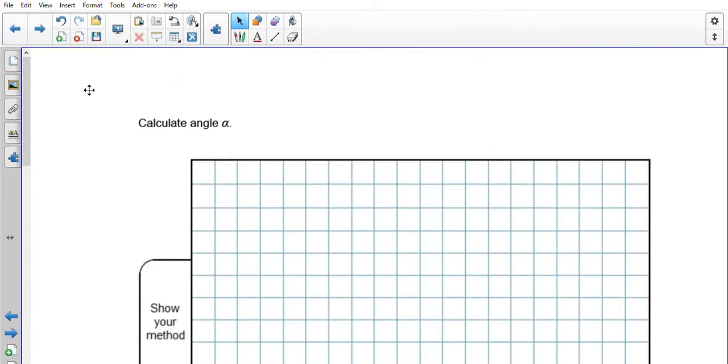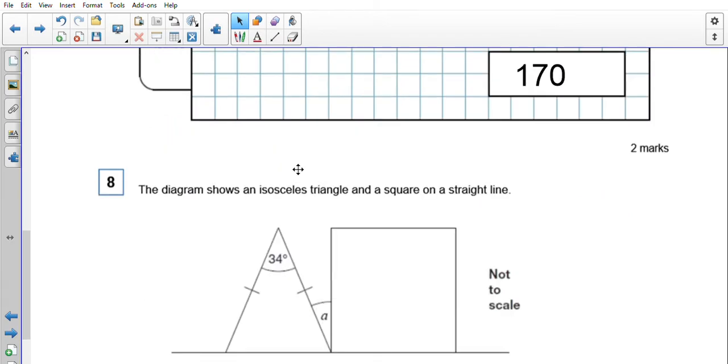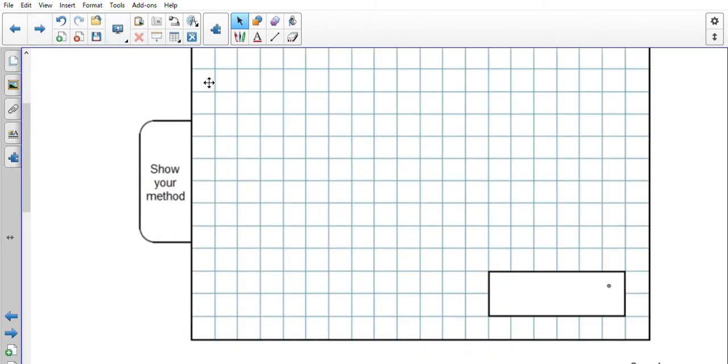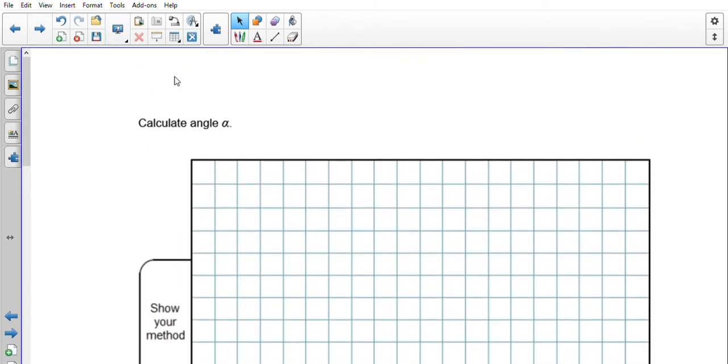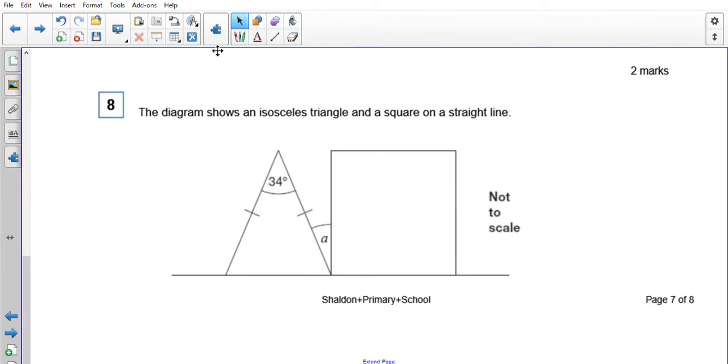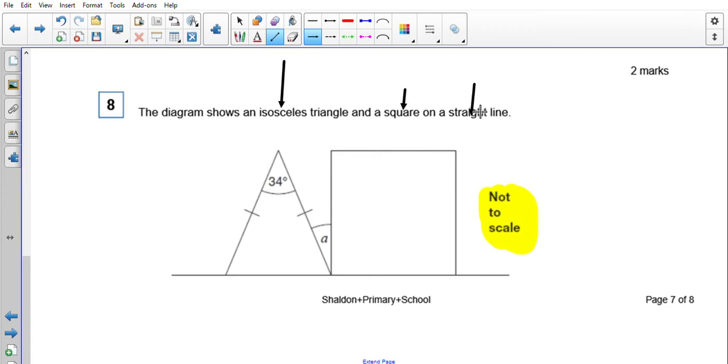Hang on. Question 8 is hiding down here. Diagram shows an isosceles triangle and a square on a straight line. Calculate angle A. That's the only part of this question. Okay, I don't need to look at that page. I will work down here. Things to look at: not to scale, can't measure it. Fine. What to look at? Key things: isosceles triangle and a square on a straight line.